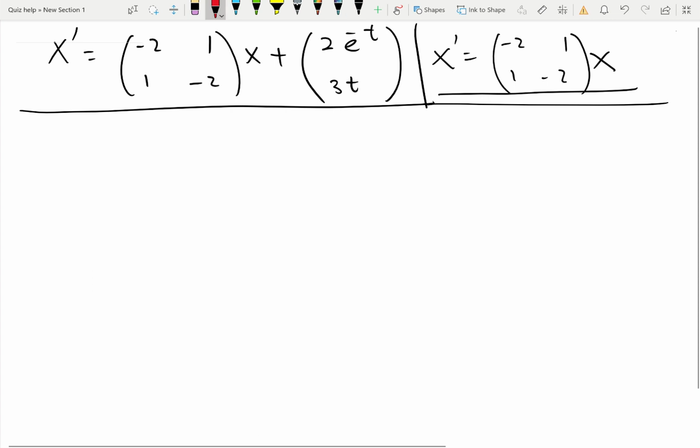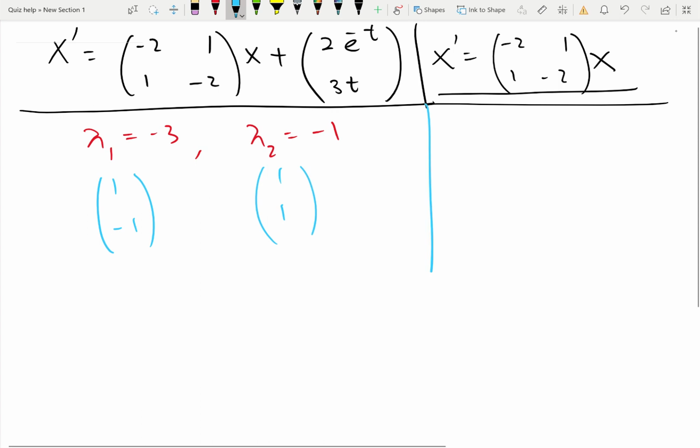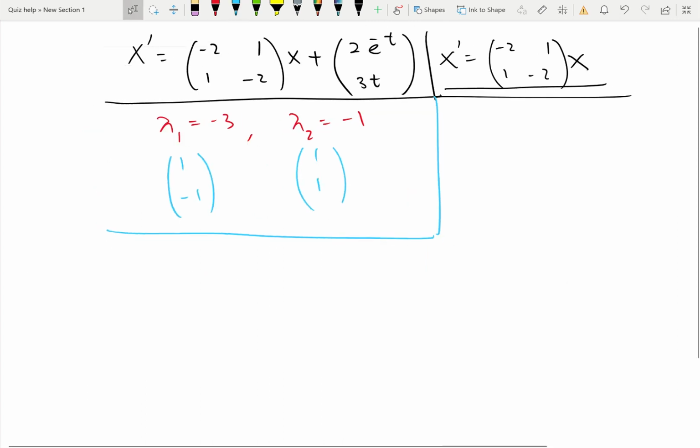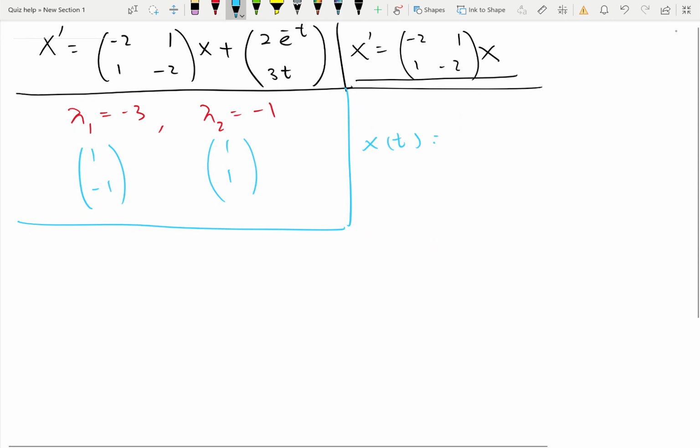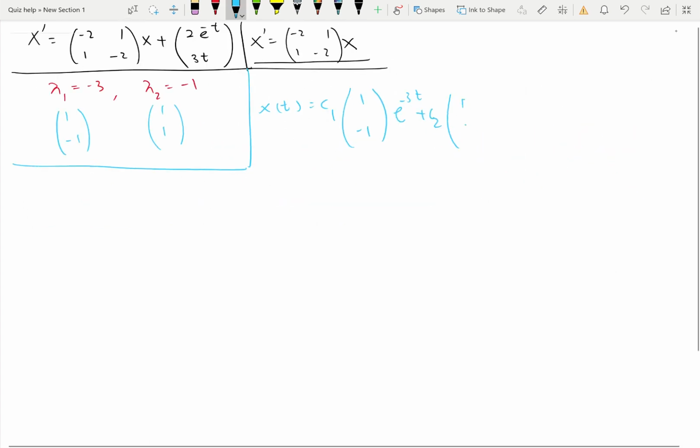So I have done it beforehand. The eigenvalues are lambda 1 is -3, lambda 2 is -1. You should do this by yourself. Try to pause the video and try to convince yourself, try to get the same results. Okay, so the eigenvectors are (1, -1) and (1, 1). So then we can write the complementary function as C1 times the first eigenvector, (1, -1), e to the -3t, plus C2 times (1, 1), e to the -t. So this is the complementary function, the solution to the homogeneous system.